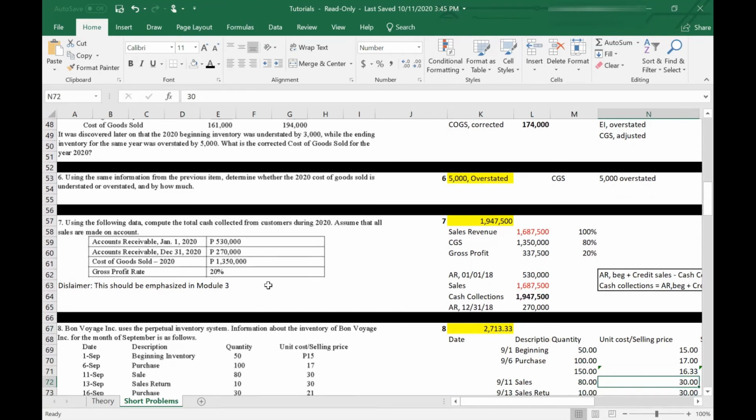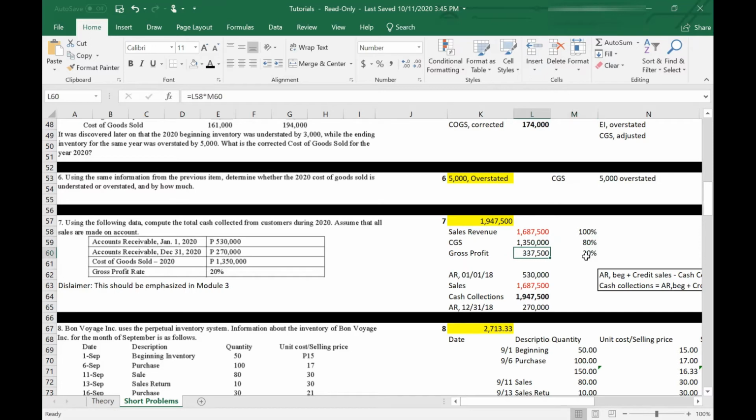Disclaimer for number 7, again, this should be emphasized in Module 3 because it refers to your accounts receivable. So using the following data, compute the total cash collected from customers during 2020, assuming that all sales are made on account. Okay. So you're given the gross profit rate of 20%. If the problem is silent, you assume that the gross profit rate is based on sales. Therefore, if your gross profit rate is 20% and it's based on sales, therefore your sales revenue is 100%, your CGS is 80%.